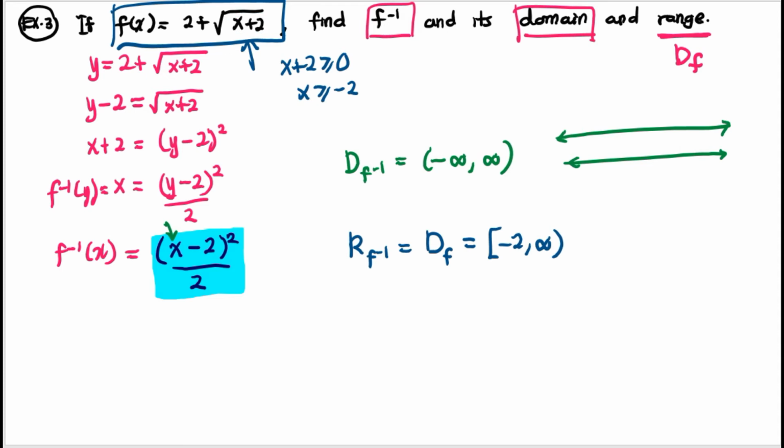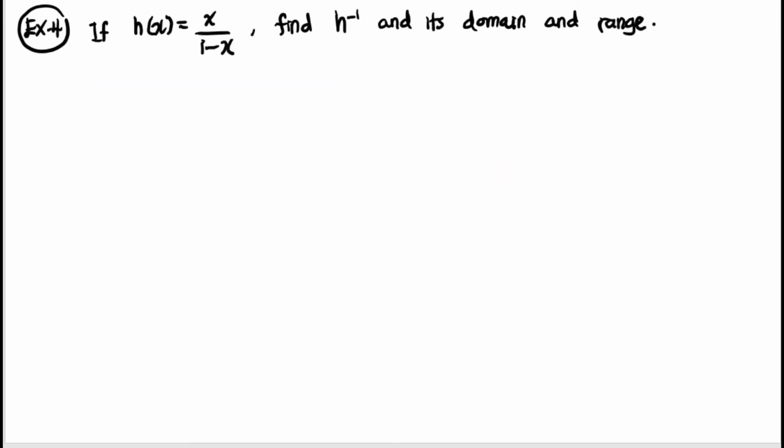If you try to substitute -2 inside this, it will become 0. If you substitute -1, it will become 1. Substitute 0, it will become square root 2, and so on. So you can go from -2 until infinity. So you got the domain of F inverse and the range of F inverse. Now let's try to see the pattern of this type of question. Suppose we have this example 4.